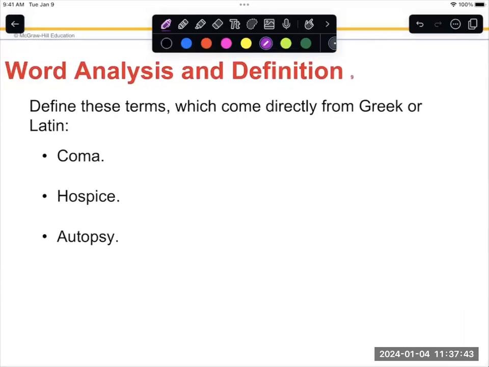Coma means to sleep in Greek. It is the state of deep unconsciousness. Hospice means lodging in Latin. It is a system set up to provide care to the terminally ill and their families. Autopsy means to see with one's own eyes in Greek. It is that examination of the body and organs of a dead person to determine their cause of death.